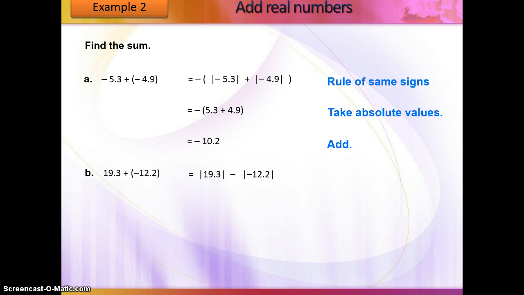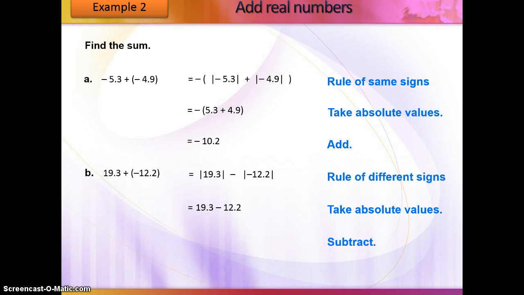Example B, 19.3 plus negative 12.2. We want to take the absolute value of each of the terms, and we will subtract the two numbers together and keep the sign of the positive. So 19.3 minus 12.2 gives us 7.1.